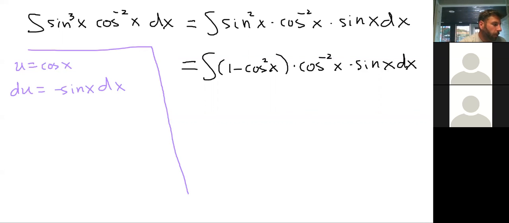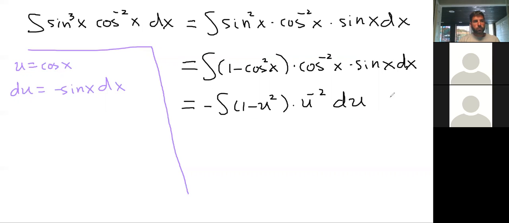My integral simplifies to a very simple algebraic expression. This is going to become minus the integral of 1 minus u squared times u to the negative 2 du, where that minus sign comes from my derivative, du is minus sine.